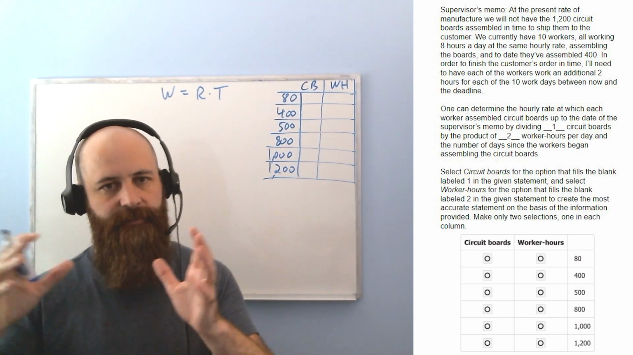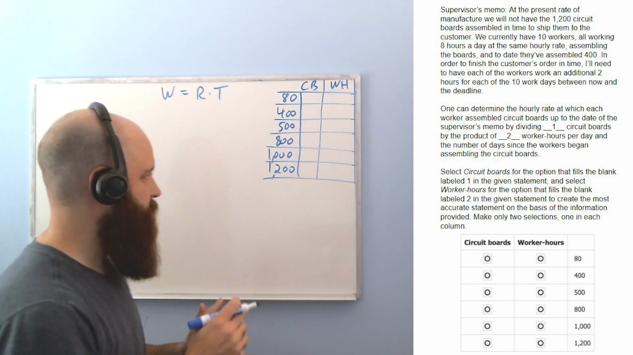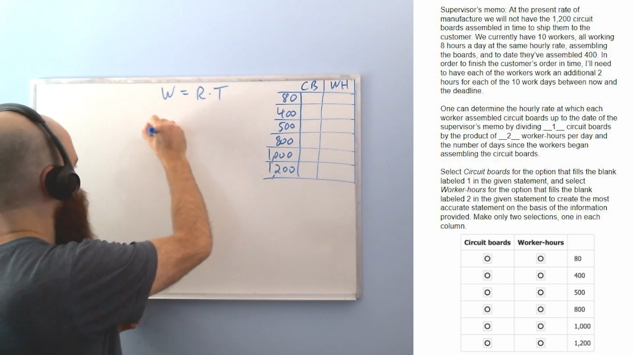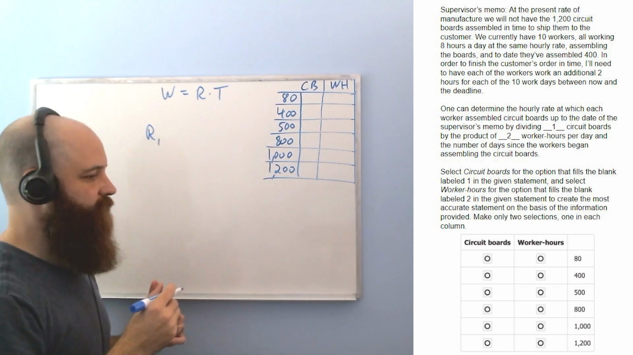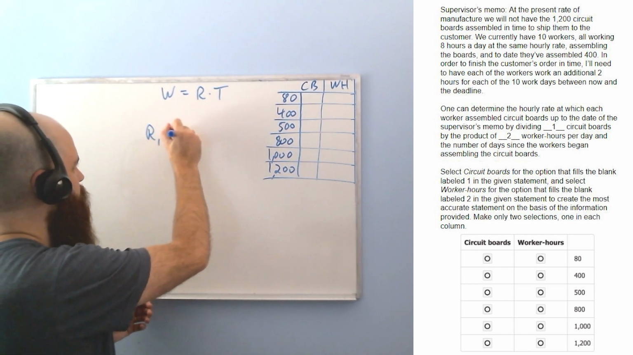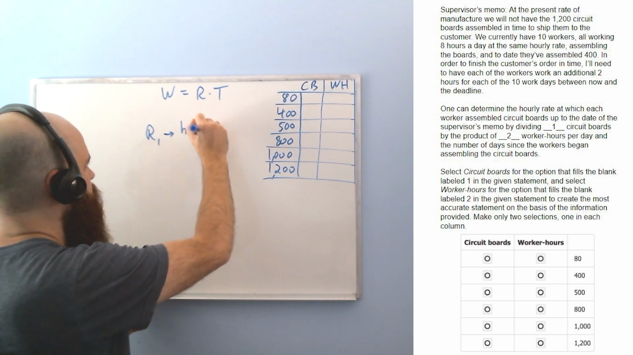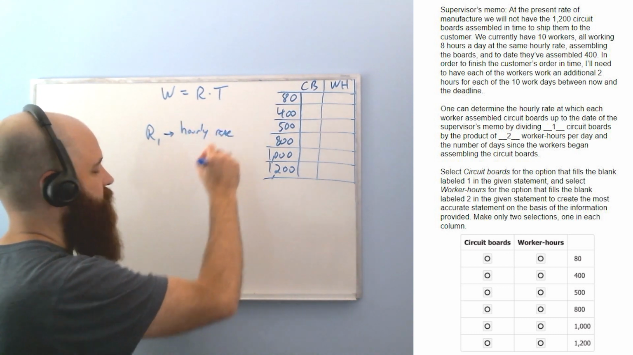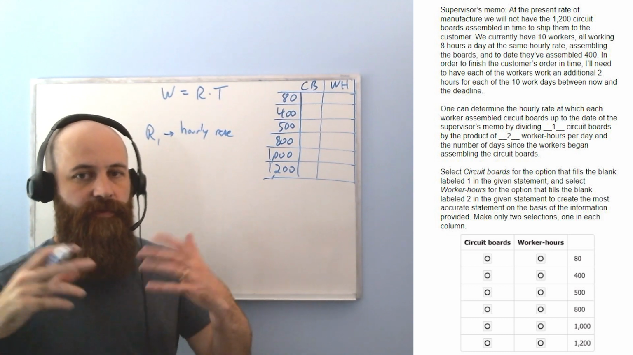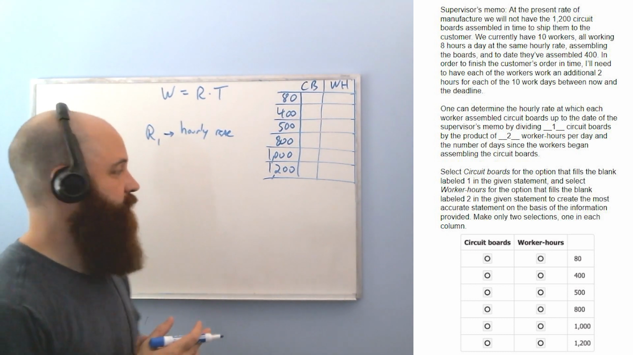Okay, so let me just stop there and process that. I'm determining a rate, so I'll give a variable for this. Maybe I'll call this R1. And what is this the rate of? Well, it's the hourly rate for each worker to assemble the circuit boards.